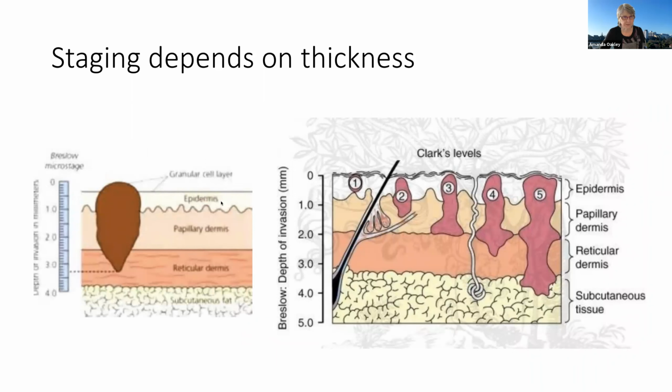So what's the Breslow thickness? Well, it's measured from the granular cell layer at the top of the epidermis to the bottommost abnormal cell. Clark's level is less frequently discussed, but Clark's 1 is the melanoma in situ to Clark's 5, where the tumor extends into subcutaneous fat.